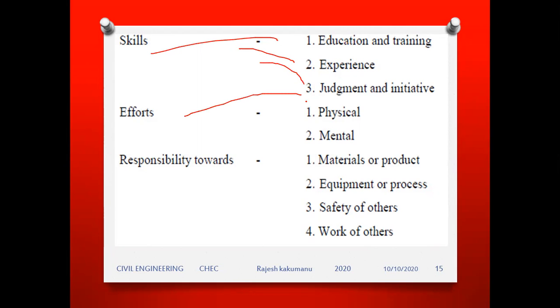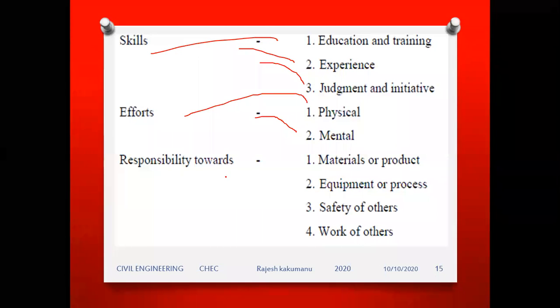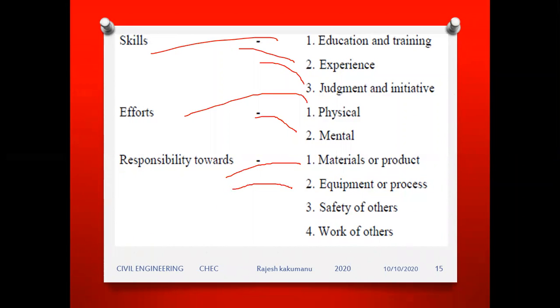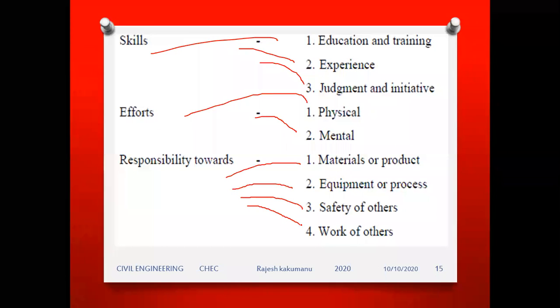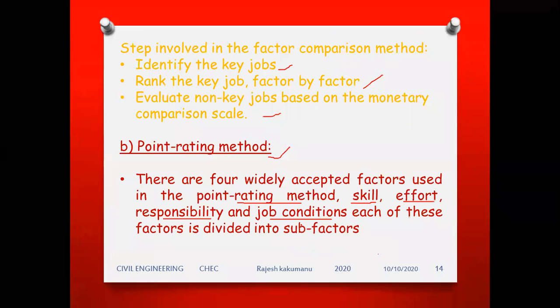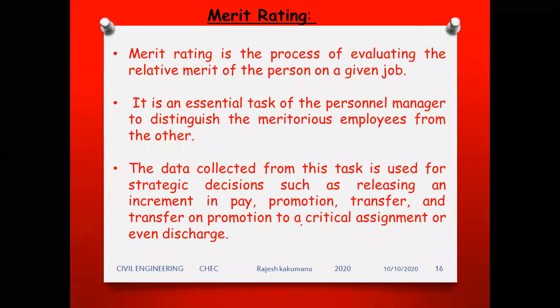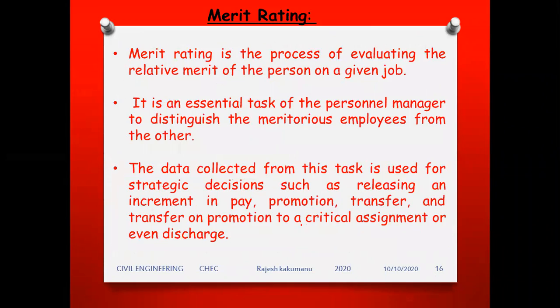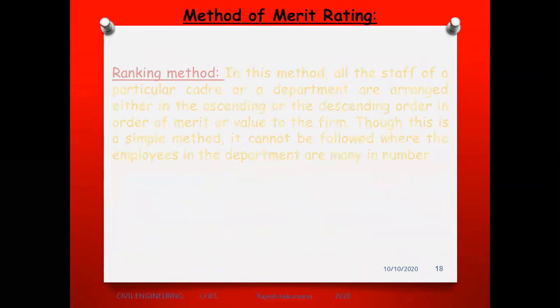Coming to the efforts, you have physical effort and mental effort. In every company or firm, you have two types of effort: physically doing the work and mentally reading the work. Next, responsibility towards the materials or product, responsibility towards the equipment or process, responsibility towards the safety of others, responsibility towards the work of others. So these are the things that are related to the point rating method. We'll discuss the merit rating in tomorrow's class.